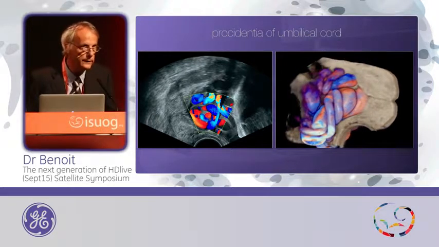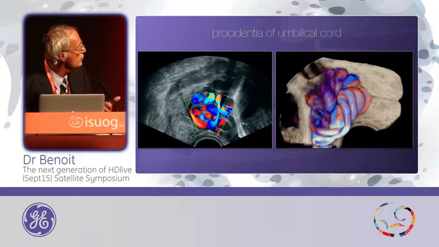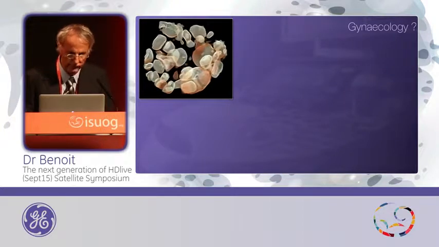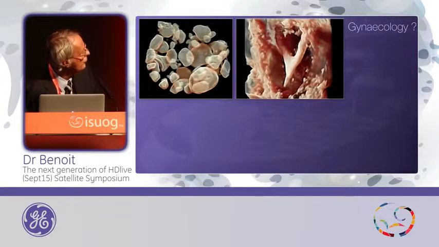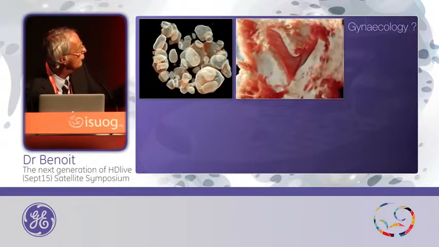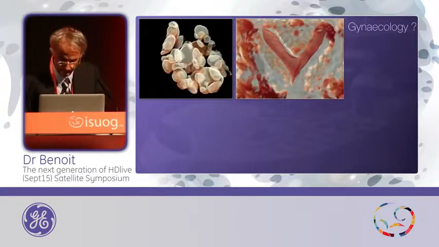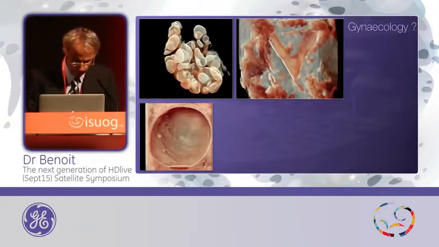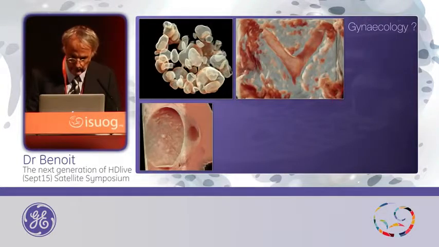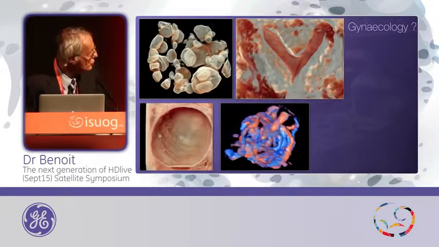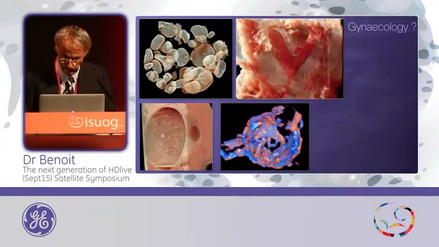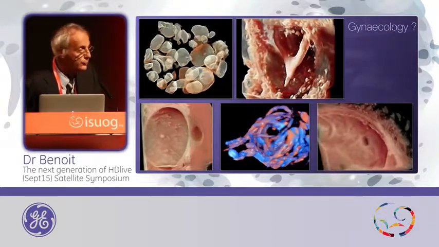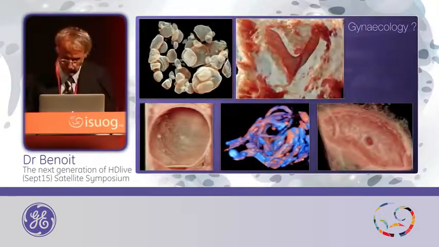Can we use it in gynae? Yes, we can. I do not have too much experience yet in gynecology, but here you can see follicles inside one ovary. This is a septated uterus. You see the sunshine. A cyst and the interior wall of an ovarian cyst. This is vascularization of the corpus luteum. And this one was a bladder with a diverticulum, so you can use this rendering.